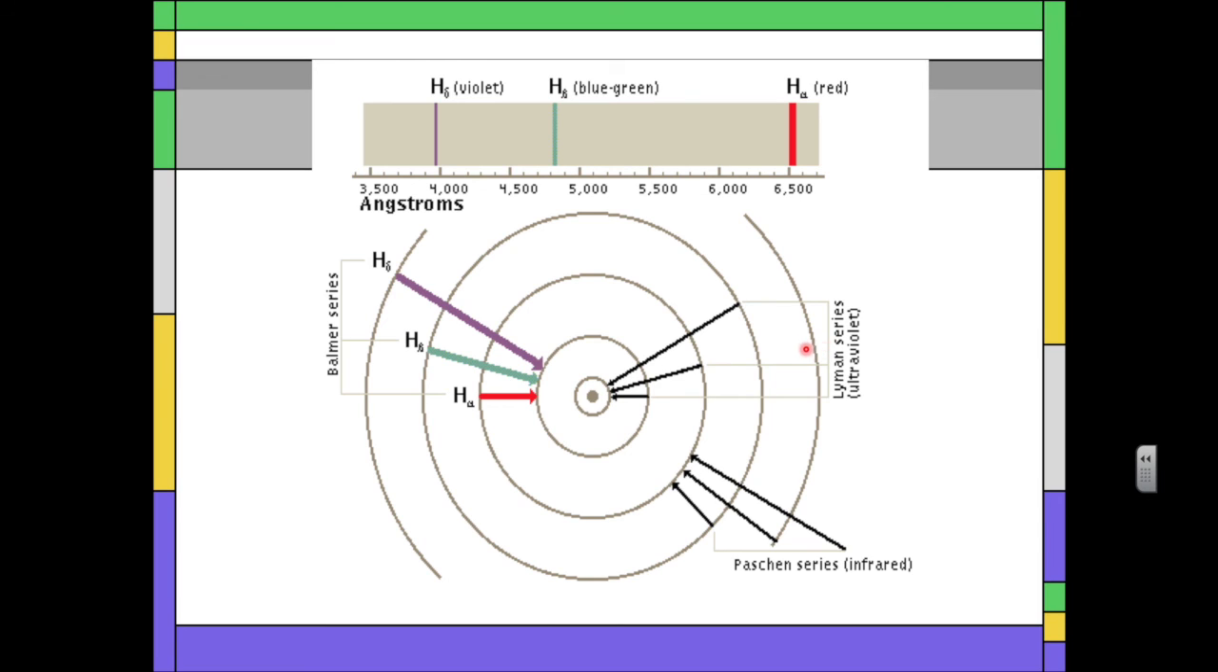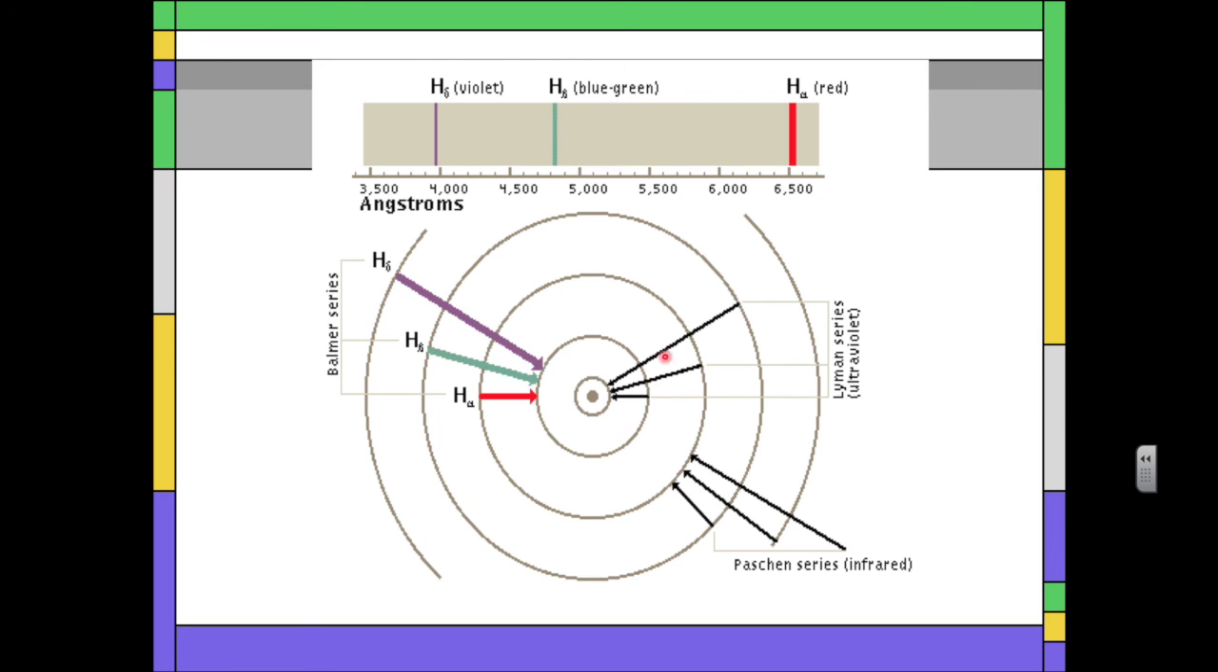Now you don't have to know the names of them, but the Lyman series is ultraviolet light because they have the biggest jumps, so it has the most amount of energy. The Balmer series is the visible light. It's kind of in the middle. And then the Paschen series is the infrared light because it has the smallest jumps, so it has the least amount of energy.